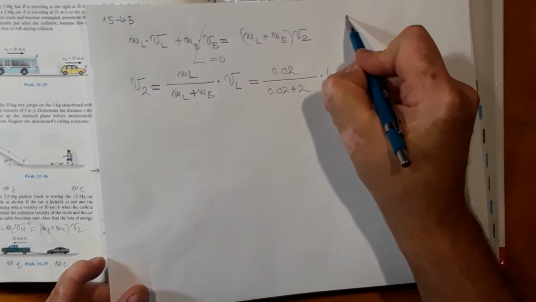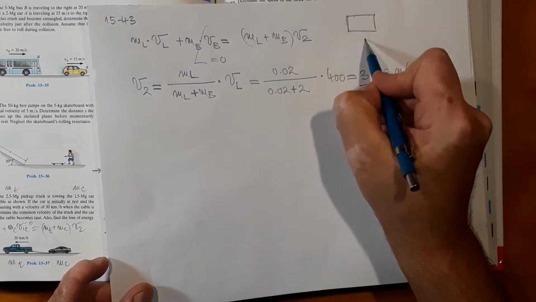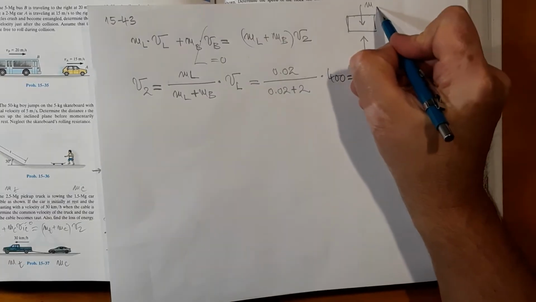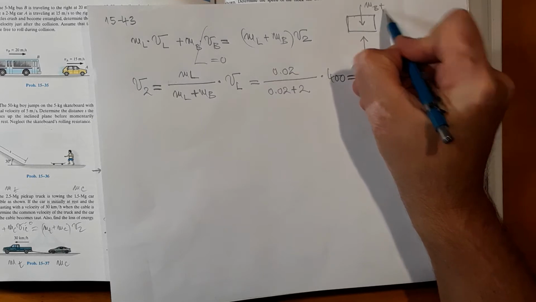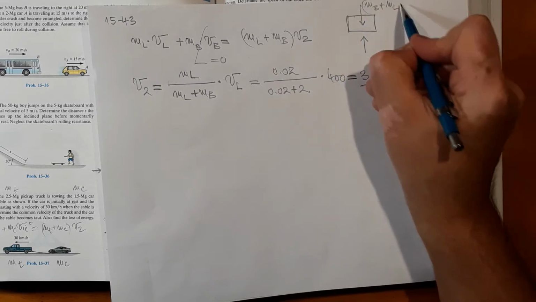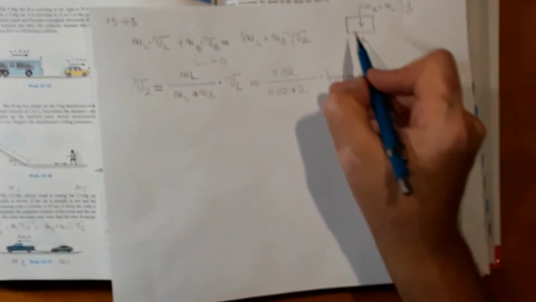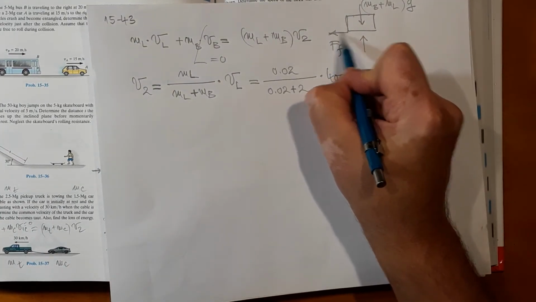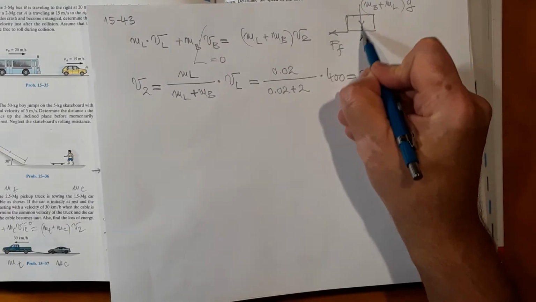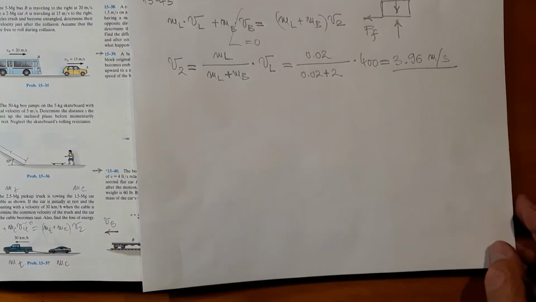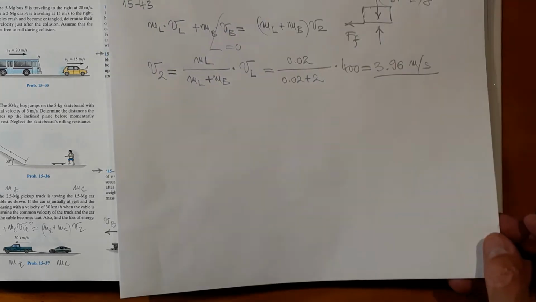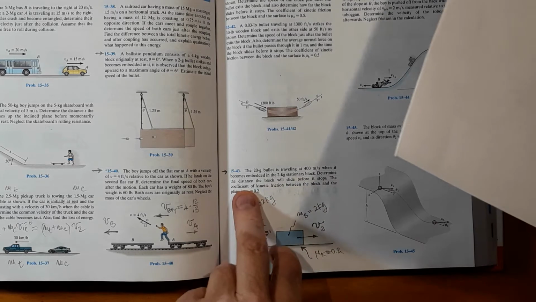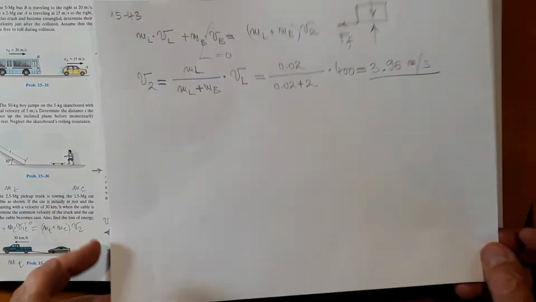Now if we draw a free body diagram, we have the normal force. This will be the mass of the block and mass of the bullet times acceleration due to gravity, and this is the friction force. Okay, so here it says to determine the distance the block will slide before it stops.